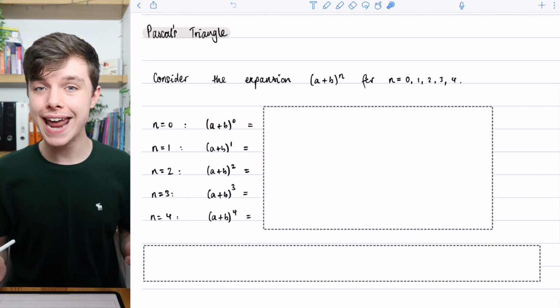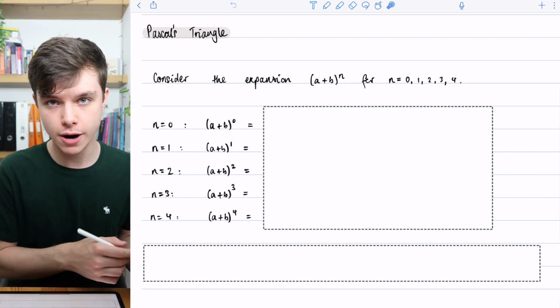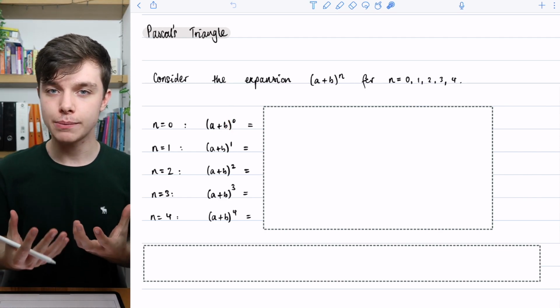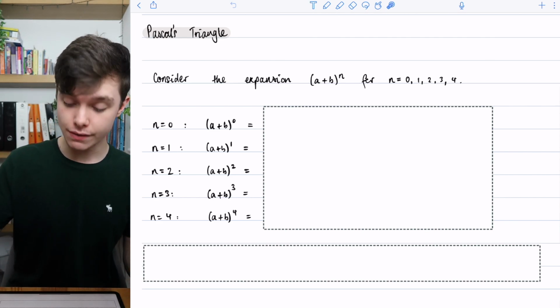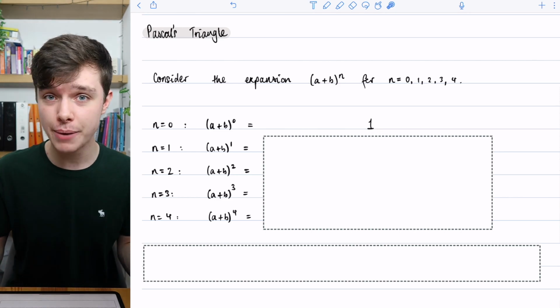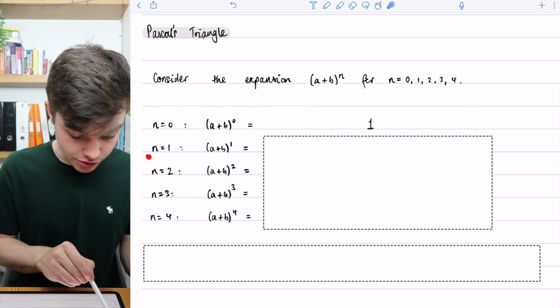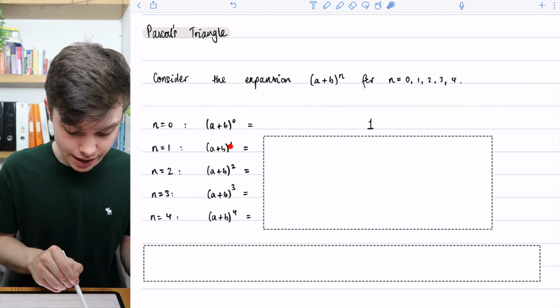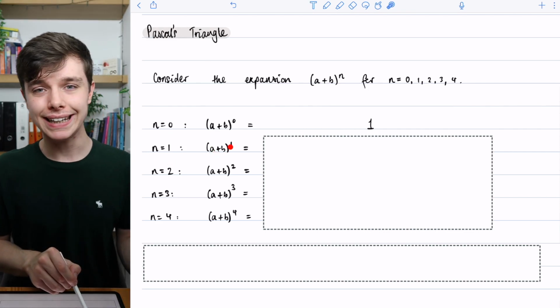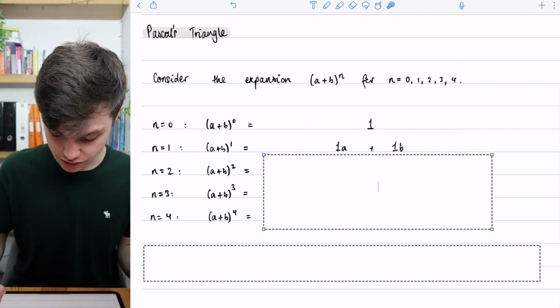The first one is when n is 0, so we have a plus b all to the power of 0. Doesn't matter what we've got inside the bracket because we have a power of 0, and so that is of course going to be 1. Anything to the power 0 is 1. If we have n equal to 1, then we've just got a plus b to the power of 1. We don't really need that power of 1, it's just going to be a plus b.